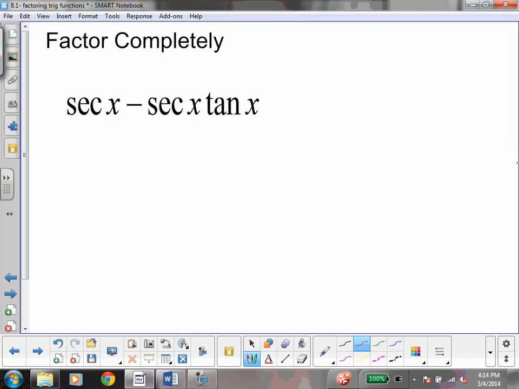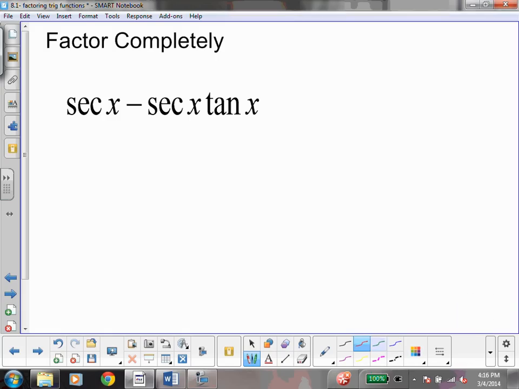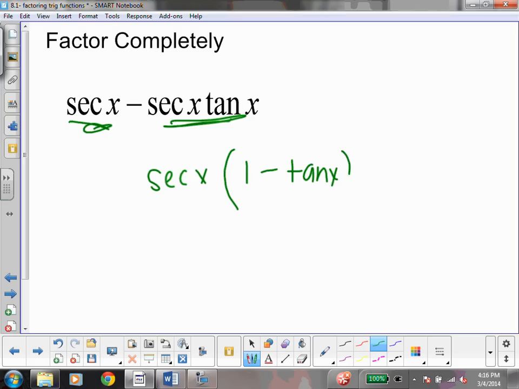Now for this one, looking at this one, I only have two terms, but a special factoring pattern really doesn't jump out at me right away. Since I notice that both terms have a secant, I'm going to pull that secant out. Now what am I going to be left with? If I take a secant out of this first term, then I'm just left with 1. And if I take a secant out of the second term, then I'm left with just the tangent. 1 minus the tangent of x. There is no more factoring that I can do with that situation, so I'm done with this problem.